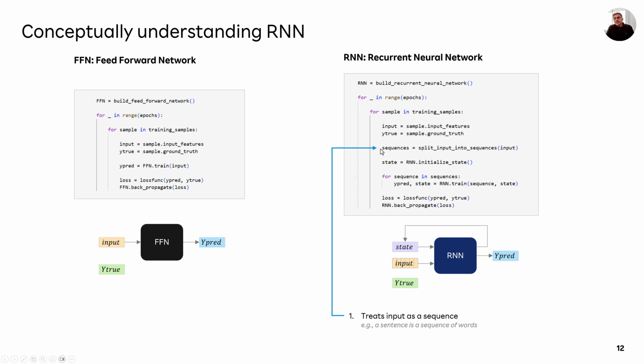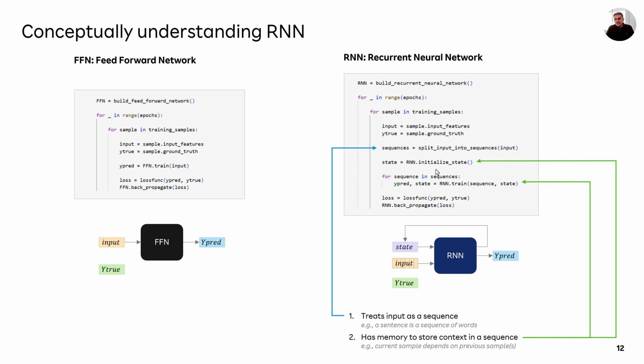Now that actually becomes your input into your neural network. But before you pass it to the neural network for training, I also said that you need to have some memory that captures the context between the different words in that sequence or sentence. You do that by first initializing some state. Typically, it's initialized to 0 because you are starting at the beginning of an input sentence.